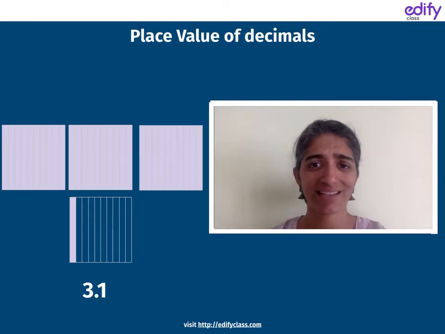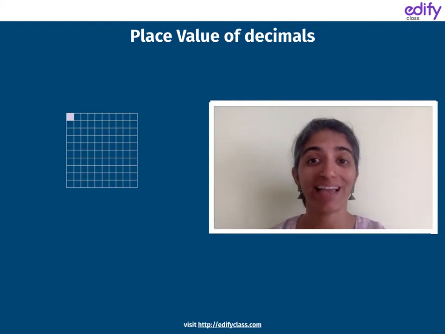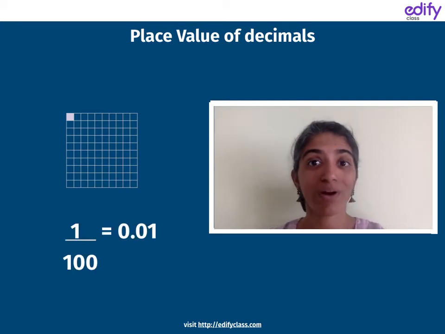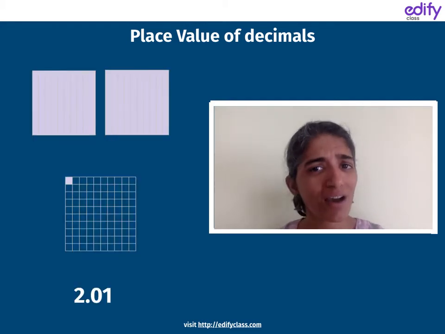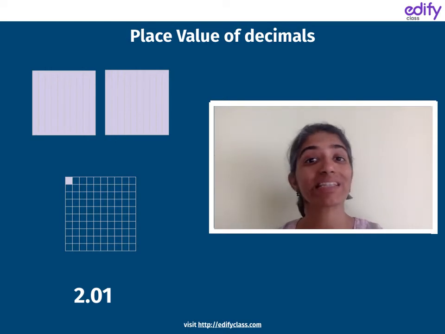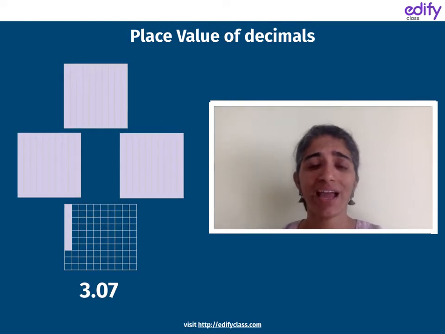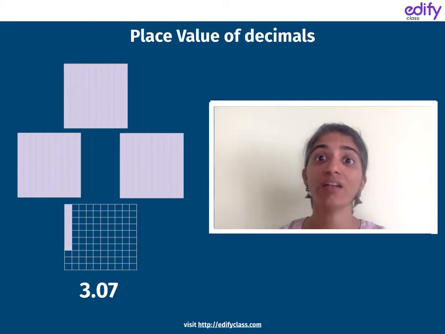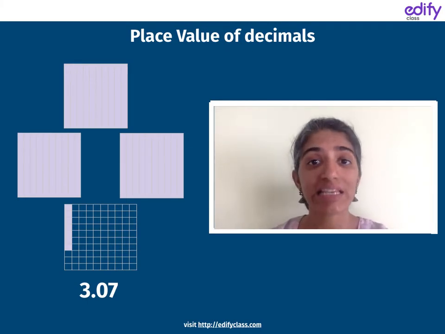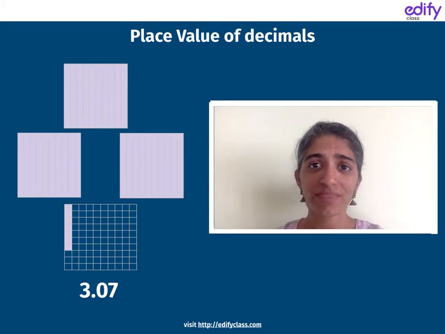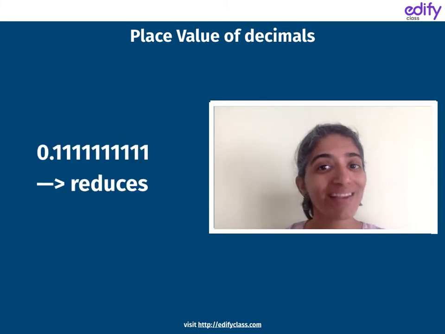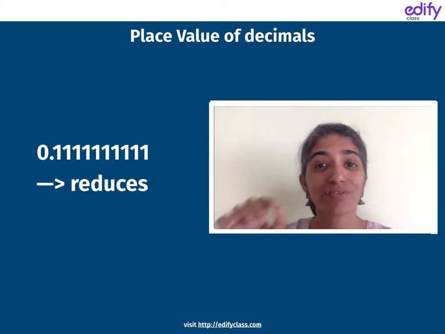But what if I had a slice which is even smaller than a tenth? We write that as 1/100th, which in decimal value is 0.01. So if I had 2 whole slices and 1/100th, I would write this as 2.01. If I had 3 whole slices and 7/100ths, I would write this as 3.07.